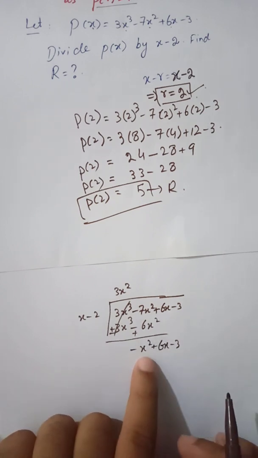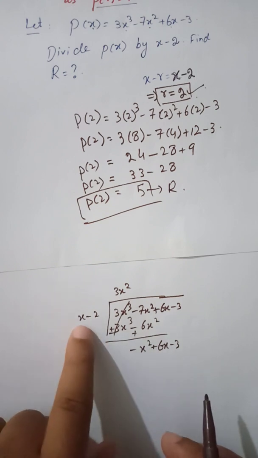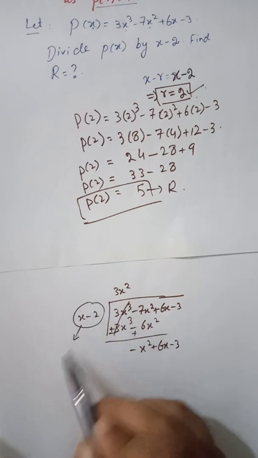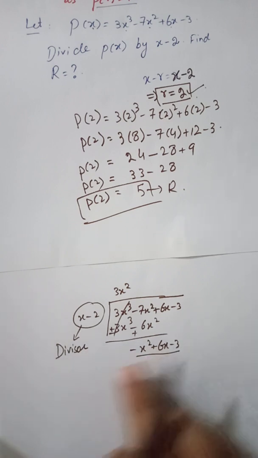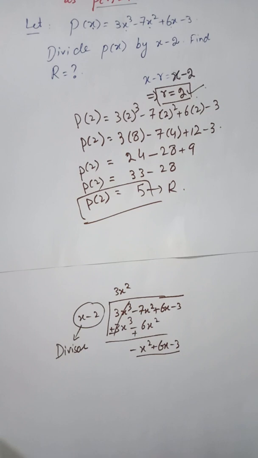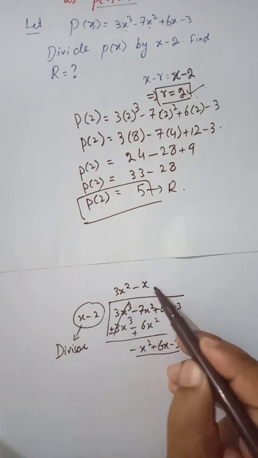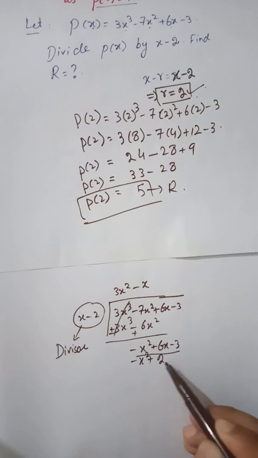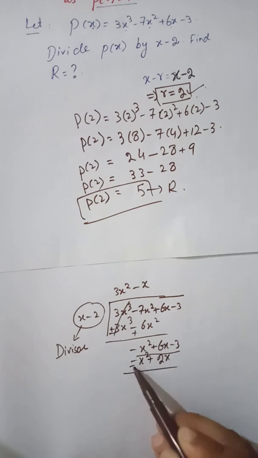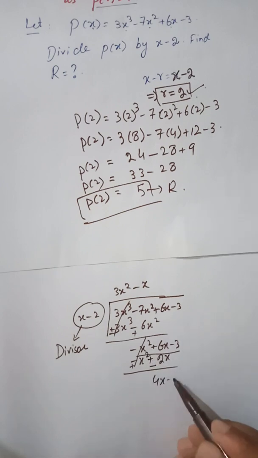Now this is your remainder in this first step. So the degree of the remainder is greater than the degree of the divisor. This is the divisor. So whenever the degree of the remainder is greater than the degree of the divisor, the division process will continue. So now I am multiplying x with minus x, so minus x square, then minus 2 with minus x, so plus 2x. Signs will be changed, so this will be cancelled. From here you will get 4x minus 3.